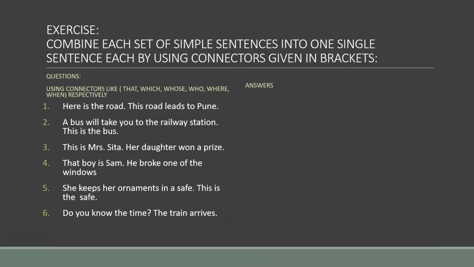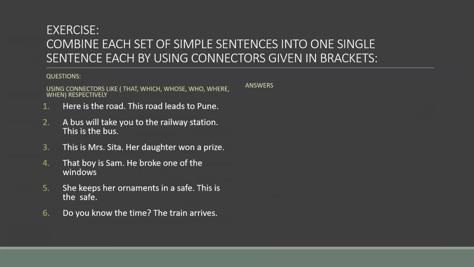Here is the road. This road leads to Pune. Can you guess what would be the answer? The bus will take you to the railway station. This is the bus. This is Mrs. Sita. Her daughter won a prize. That boy is Sam. He broke one of the windows. She keeps her ornaments in a safe. This is the safe. Do you know the time the train arrives? Here you have to combine each set of simple sentences into one single sentence.